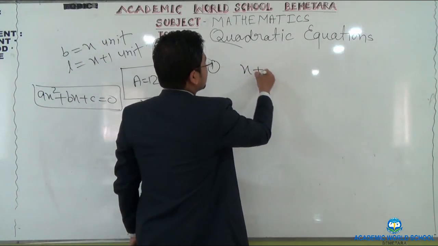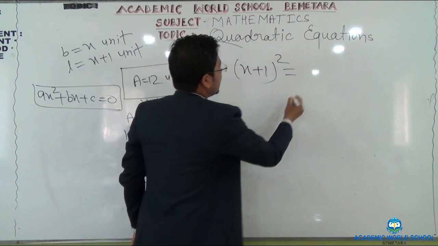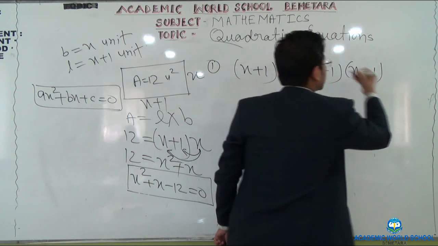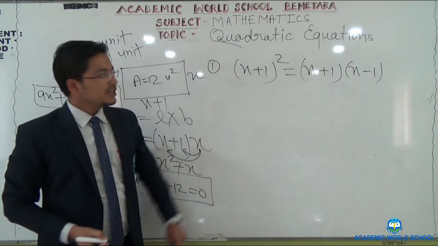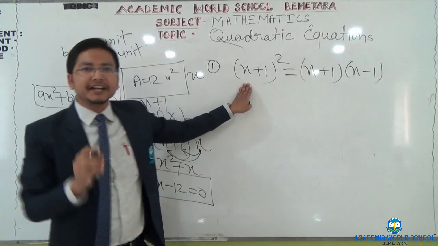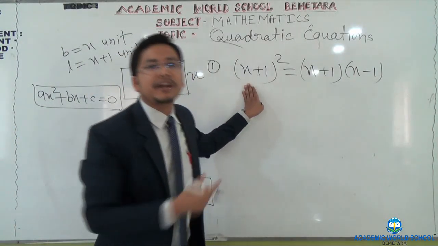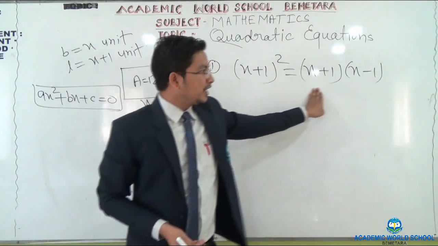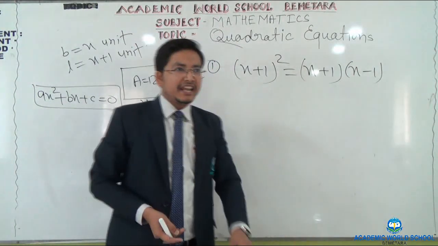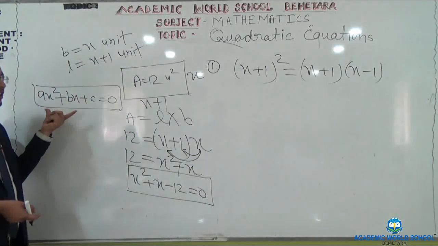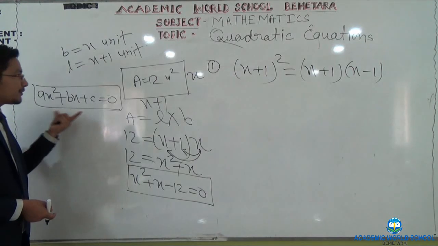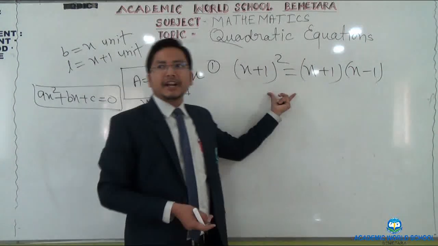Suppose I am writing x plus 1 whole square is equal to x plus 1 into x minus 1. This is an equation, and we need to check whether it is quadratic or not. We have to solve this equation and get this form. If I get this form, then of course this is a quadratic equation. If not, then it will not be quadratic.